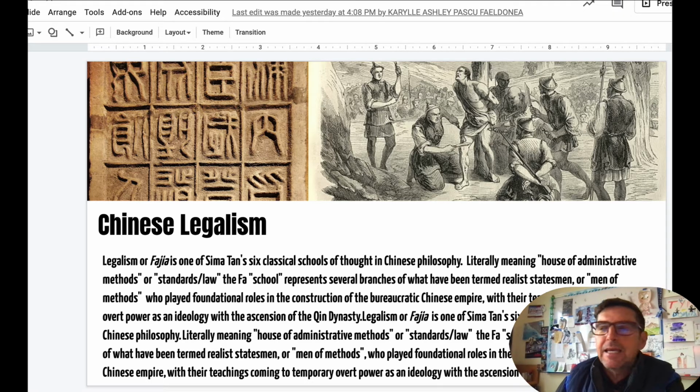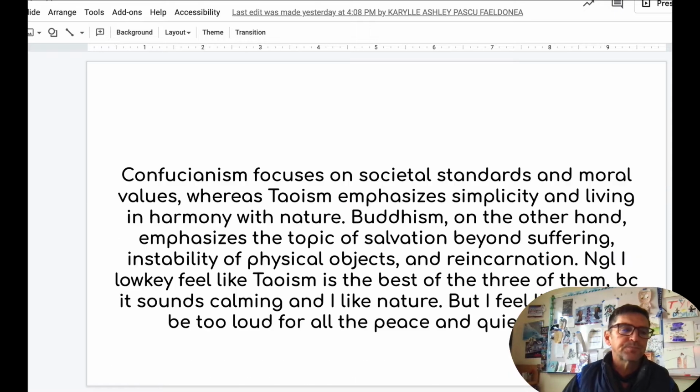Now that's probably almost a B level because she has 2 pictures, well organized. But if you just want to pass this class, wake up, get it going, start getting these done. You can start working on it today. Now, A or B level should also have this Mandy, where we talked about Confucianism focuses on societal standards and moral values, whereas Taoism emphasizes simplicity and living in harmony with nature. Buddhism, on the other hand, emphasizes the topic of salvation beyond suffering, instability of physical objects, and reincarnation.